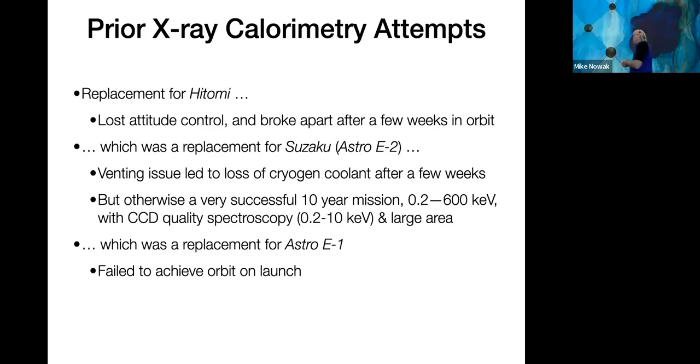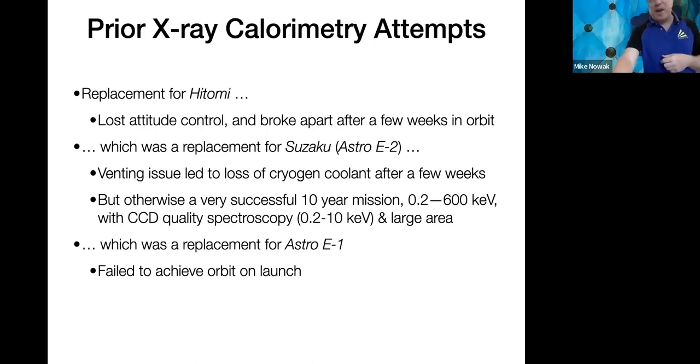Suzaku was first called Astro E2 because Astro E1, which was identical to Suzaku, unfortunately failed to achieve orbit. It was kind of like a parabola. It went up and it went down into the ocean, and that was the end of it. So this is the fourth time we were trying to get calorimeters in the sky, and hopefully the fourth time will work. But it's tough.